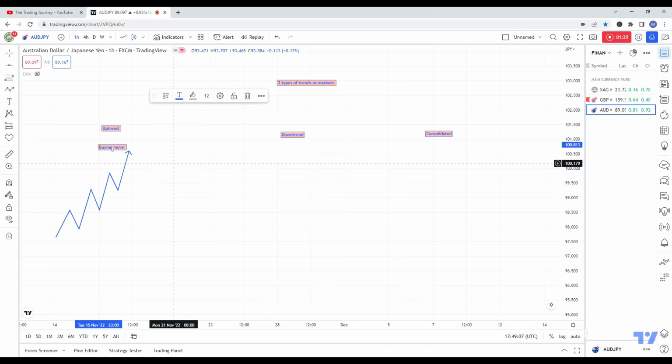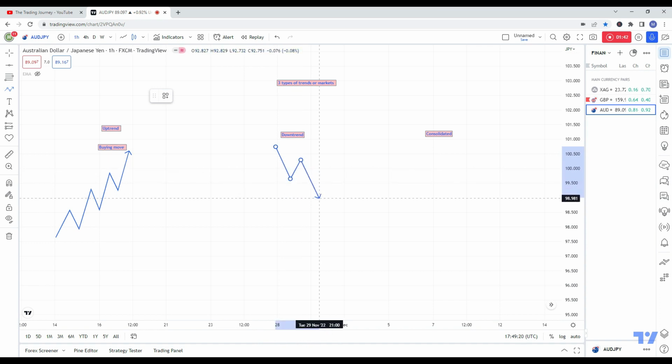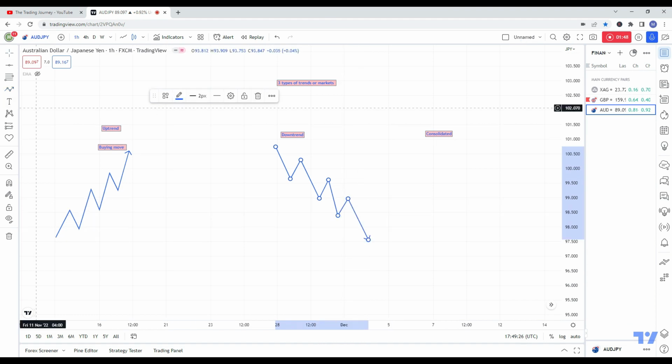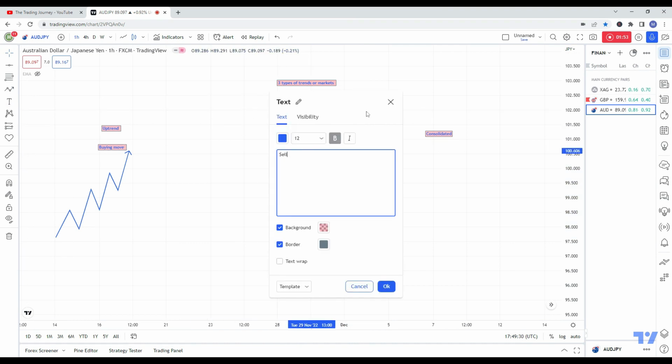There is the second one, as I said, it's the downtrend. That's when the market is doing the opposite of an uptrend. When the market is going down, pulls back up a little bit, goes back down, goes back up, goes down, pulls back up, and goes down. That's a downtrend. And it is usually when the market is selling. So it's a selling move.